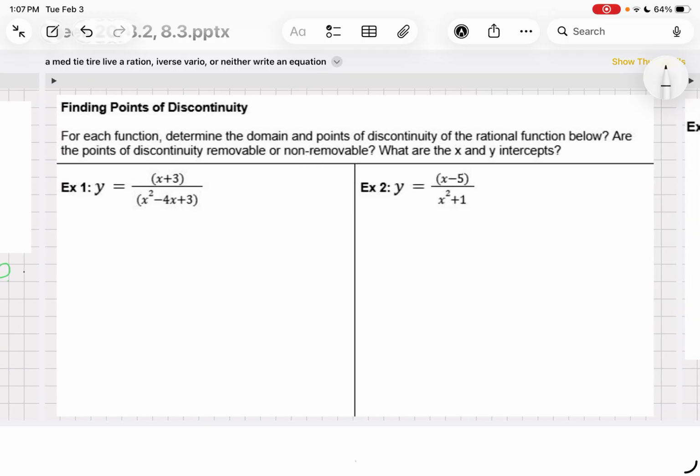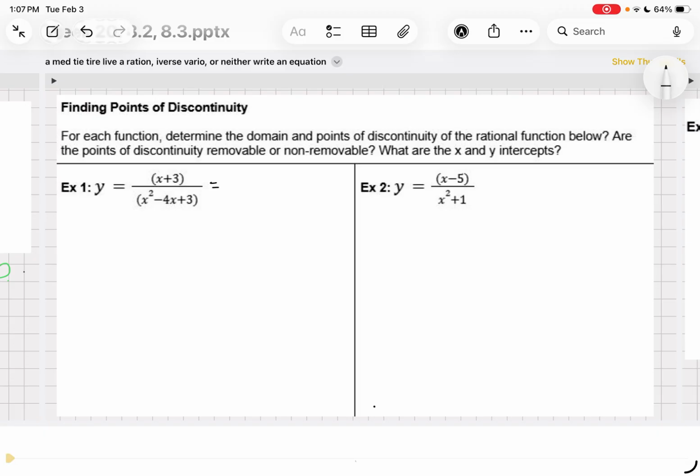So how do we figure out where these points are? What we're going to look at in each of these examples is what the domain is, how that is affected by any points of discontinuity, whether those points of discontinuity are removable or non-removable, and then what the x and y intercepts are. Looking at this first function, I'm asking myself, what value of x makes my denominator equal 0? That's where the trouble happens.